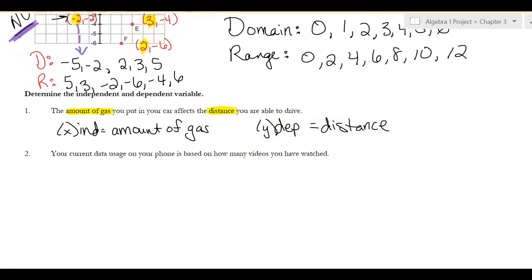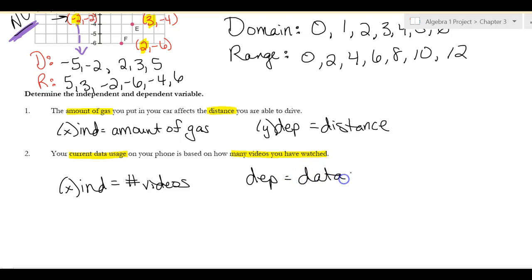All right, number two. Let's see what number two is talking about. Number two is talking about current data usage on your phone is based on how many videos you've watched. So those are the two variables. So the one that controls the data usage is how many videos you watch. So that means the independent is number of videos. And again, that's the x value. And then the dependent is your data usage, which is the y.